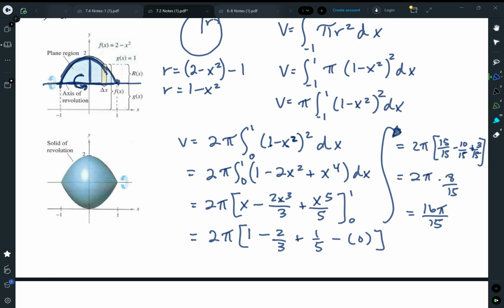So our volume would be 16/15 pi units cubed, right? When we look at volume, we're looking at units cubed.